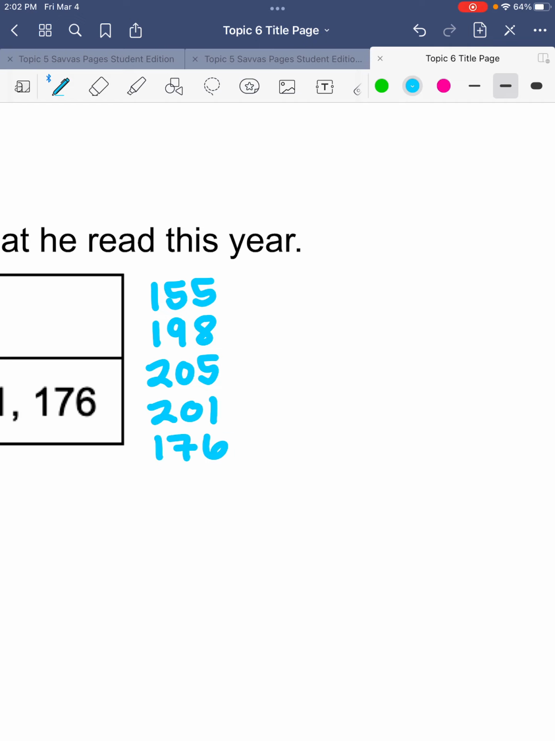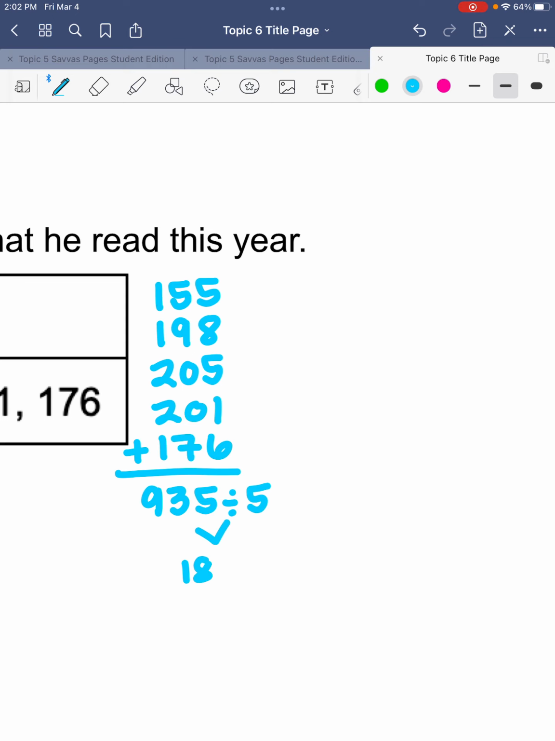Okay? Now the first thing I need to do is add these all up. So I'm going to put them in my calculator. And when I put them in my calculator, I get 935. Now what do I do? Well, I need to divide that by the number of terms, 5. So 935 divided by 5. When I put that in my calculator, I get 187. So 187. Again, that's my mean. My mean absolute deviation should be much smaller than that.